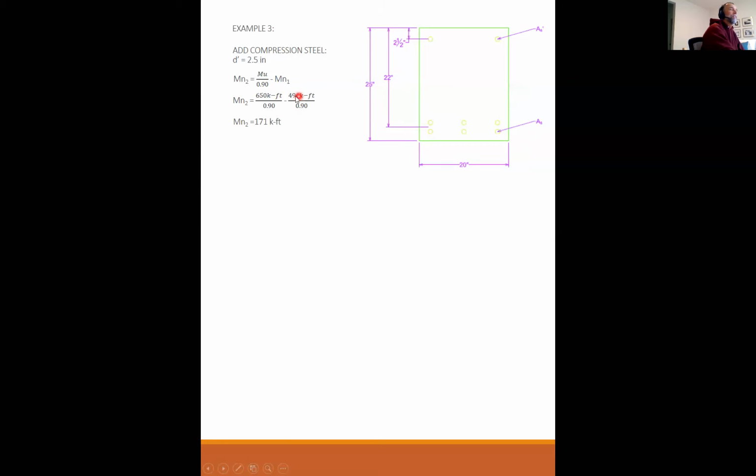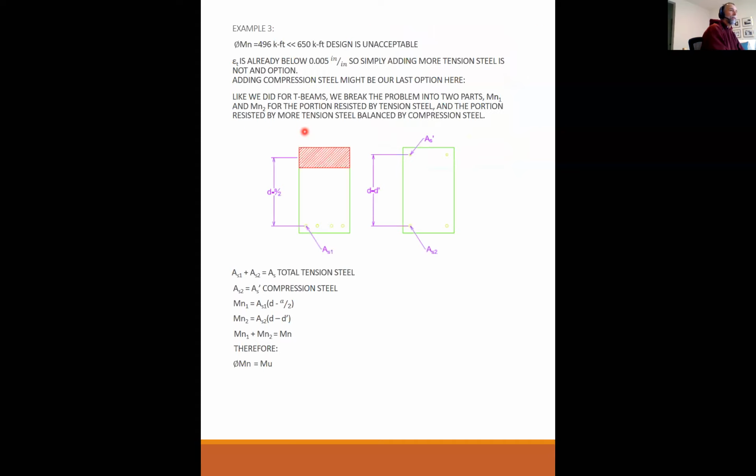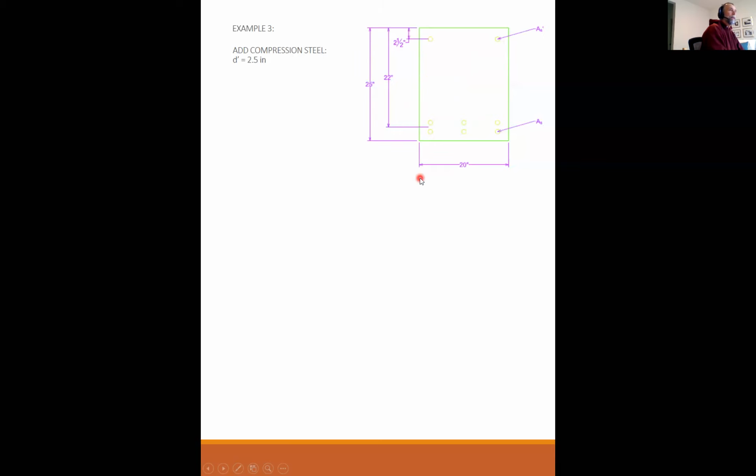The 496 is phi Mn. If I go back, right there, phi Mn is 496. So when I get here, this is correct. It's Mu divided by phi minus Mn. The 496 was phi Mn, so I divided it back out by phi to get back to Mn. That's what that was. Did I lose anybody on that? Is that clear?